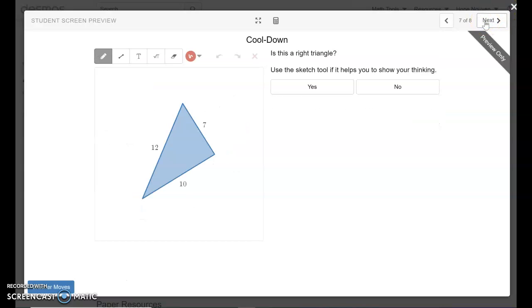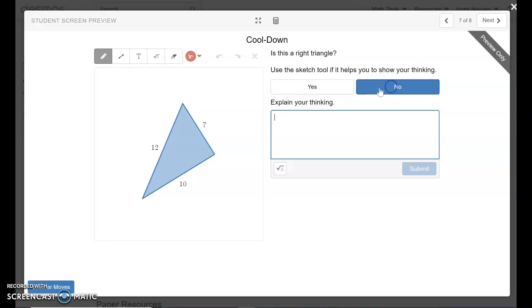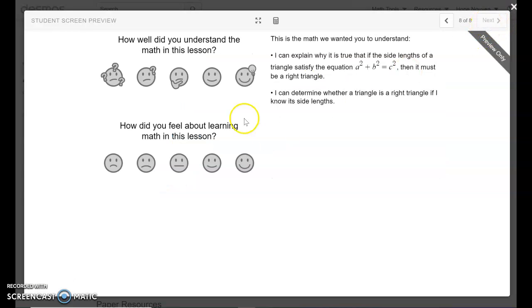This one is a cool down, maybe like an exit ticket. It shows if this is a right triangle, use the sketch tool to show yes or no, explain your thinking, which I think is really cool. And then you can rate, maybe I didn't understand, maybe I need some more help. But in this math lesson, we wanted you to understand why side lengths satisfy a squared plus b squared equals c squared, and then determine whether a triangle is a right triangle based on its side lengths.